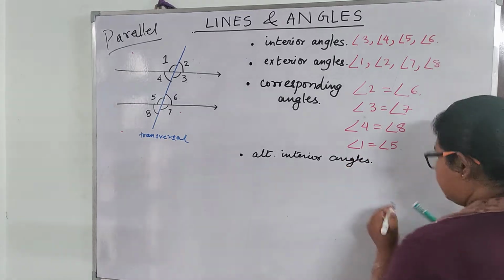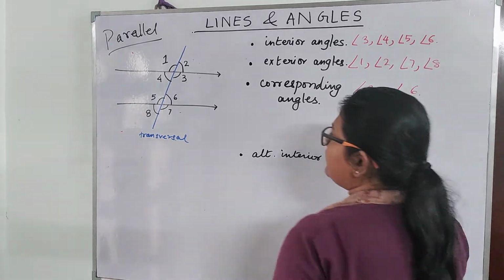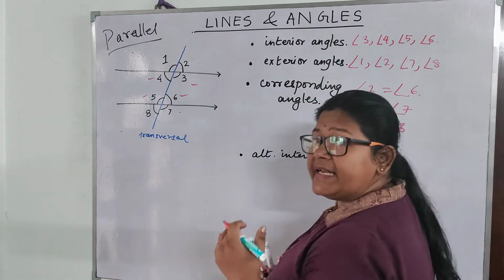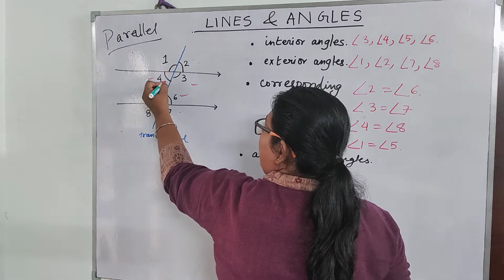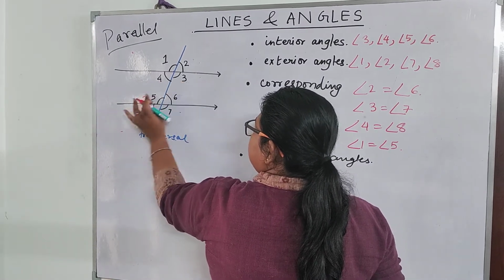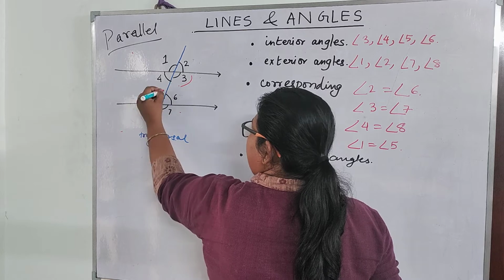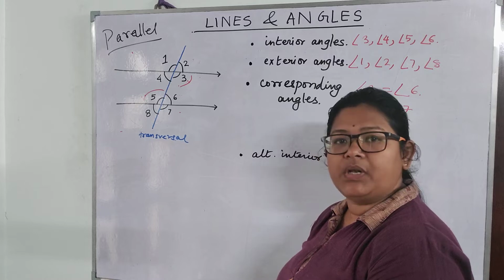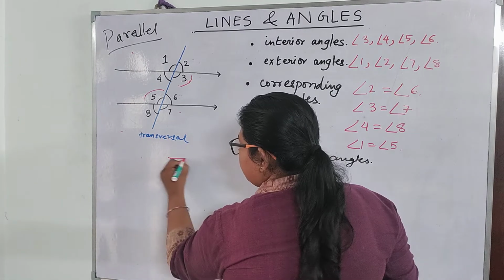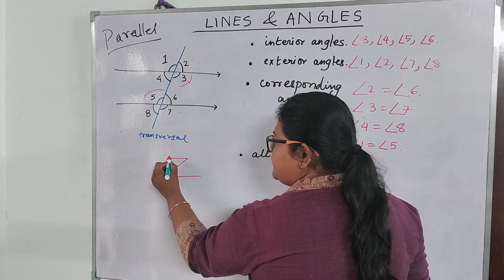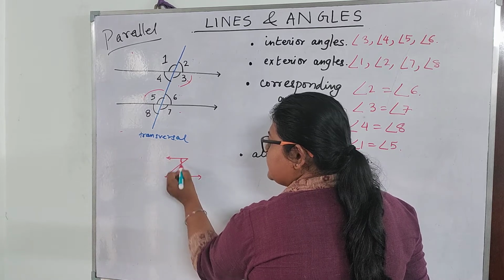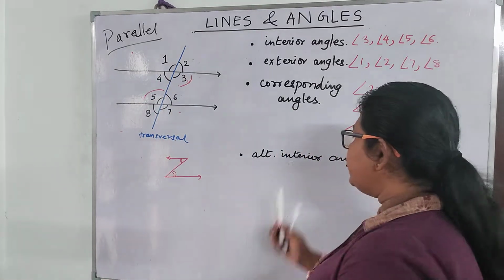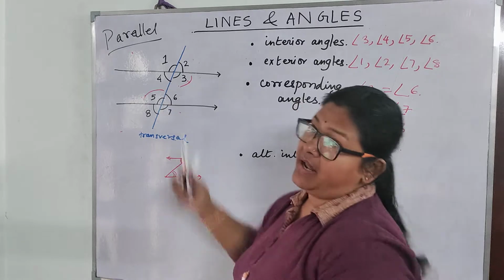Now, what do I mean by this? What did I say? These were my interior angles, isn't it? But if I say it's alternate, that means opposite. Angle 3, angle 6, these two are opposite to each other and they are equal. Okay? See, if I am actually writing Z and if Z is my parallel line, this angle and this angle will always be equal. Okay, and they are called alternate interior angles.